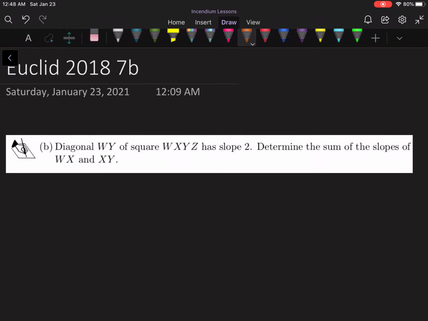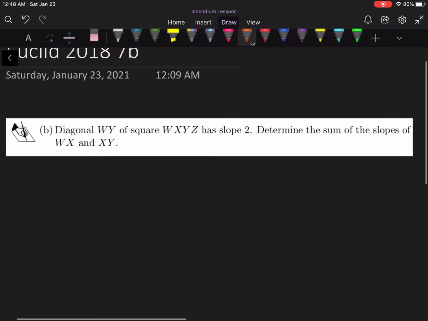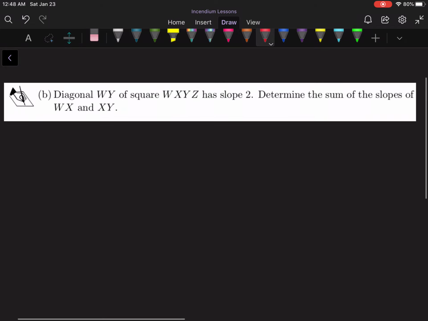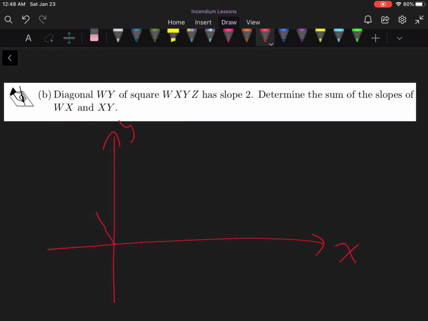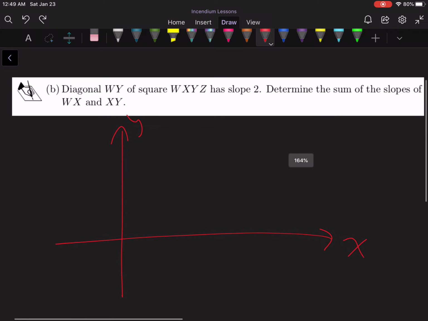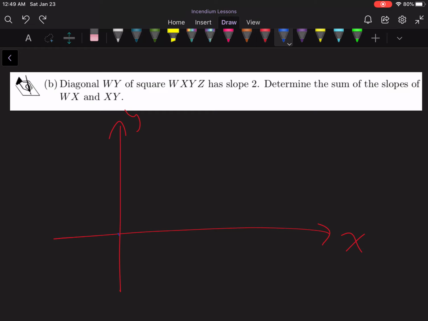Alrighty. Diagonal WY of square WXYZ has slope 2. Determine the sum of the slopes of WX and XY. Slope 2 clearly implies analytical geometry. Let's put this in a grid. That's your y-axis, x-axis. WY has slope 2, so let me draw it so that WY has a slope of 2.